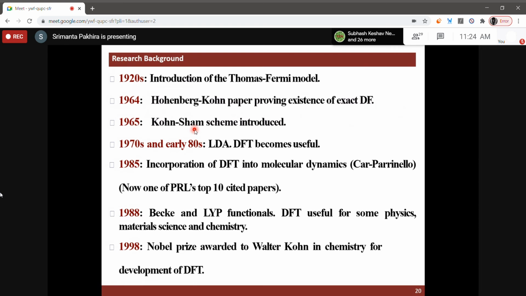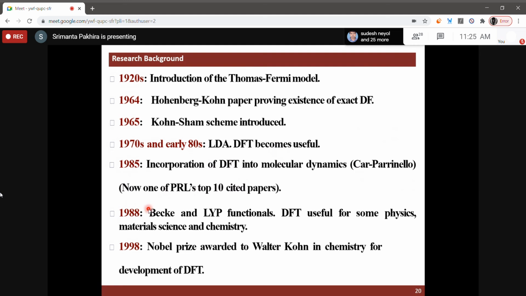In 1985, the incorporation of density functional theory came into the molecular dynamics picture. Car and Parrinello, big scientists from Italy, published what is one of the most popular papers in Physical Review, a top 10 cited paper, because at that time they proposed density functional theory for the development of force field parameters in molecular dynamics. That is why the paper in Physical Review is dated 1985.